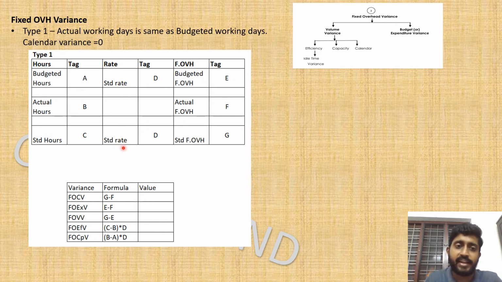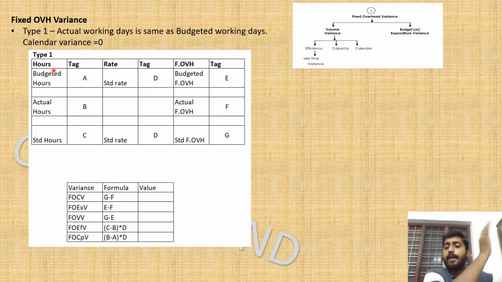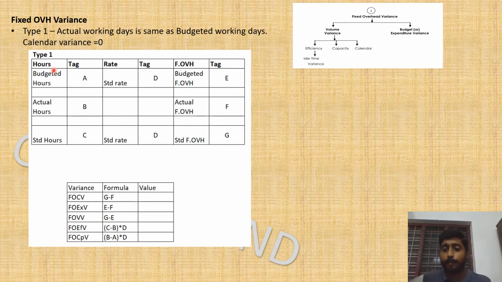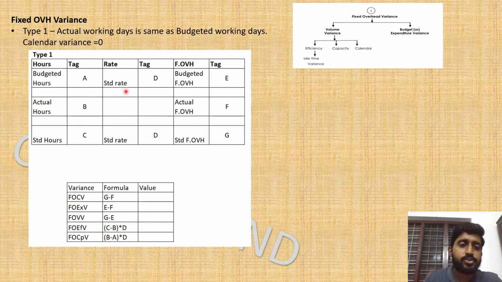As per this matrix you will put the hours: budget hours, actual hours, standard hours. Next, against budget hours, what is the standard rate? Against standard hours, what is the standard rate? Both are the same. That's why I call it D in both places. Next, the product of hours and rate will give the overheads. So budgeted fixed overheads, actual fixed overheads, it will be given in the question itself, and standard fixed overheads. So I have given A, B, C, D, E, F and G. Now I have given the formulas here.